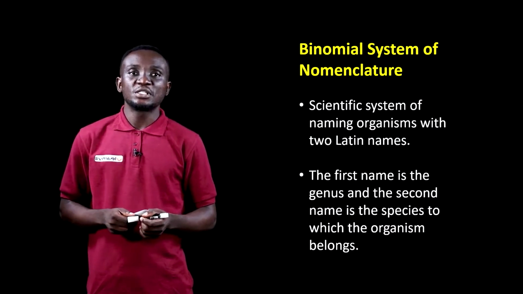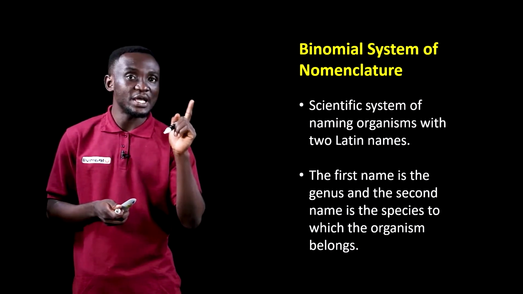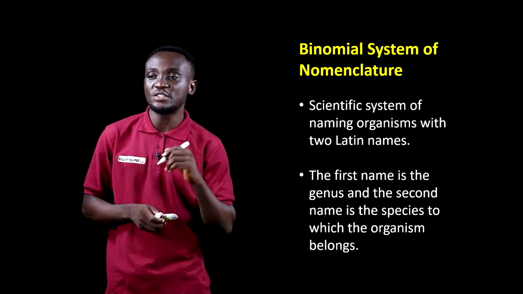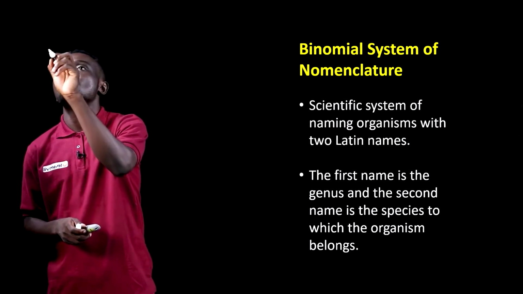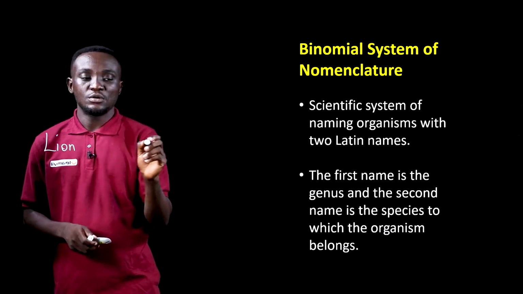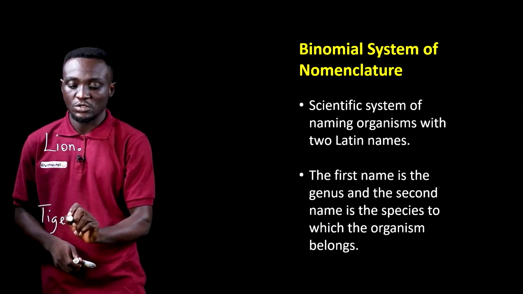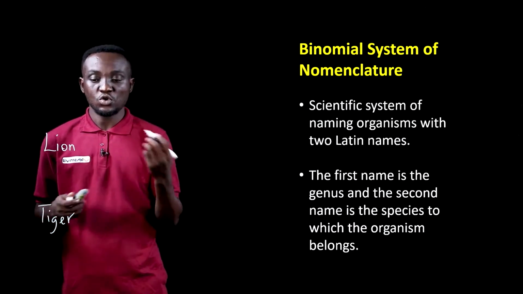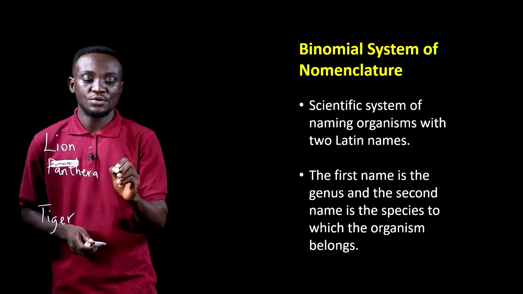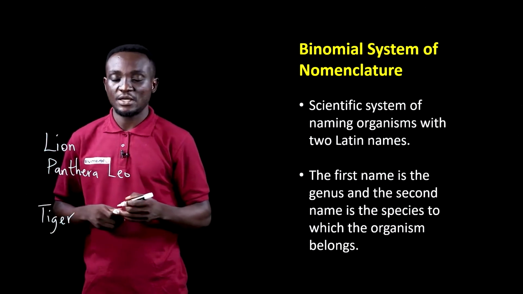So we mentioned that the first name is the genus name. In the case of the lion and the tiger, because they belong to the same genus but different species, they will both have a common name. Normally, we would write it like this, Panthera leo, as the name of the lion.